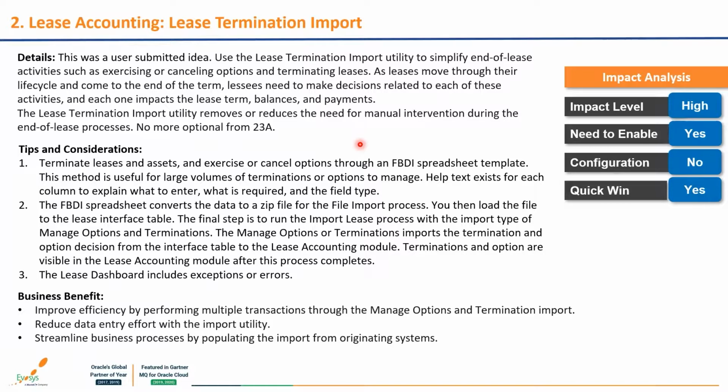From the FBDI spreadsheet, we can create a zip file, upload the file to the interface, and then run the import lease process, where the import type should be manage options and terminations. This will import all the end of lease activities like termination of assets, leases, or exercise or cancel options, so all things can be updated in bulk. This is the lease termination import utility feature that Oracle has introduced in 22C.